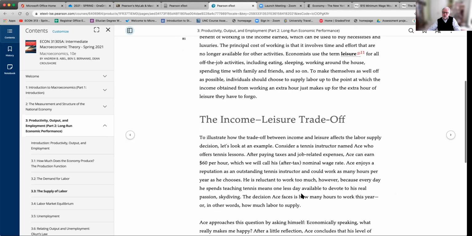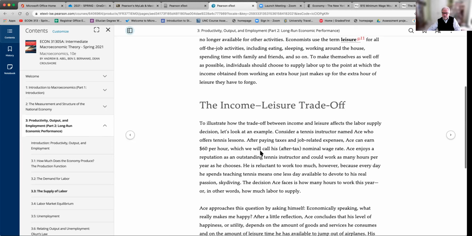But in order to have more income, you have to have less leisure. You've got to work more, right? So work is what you do after you make your decision about how much income and how much leisure you want to have, right?